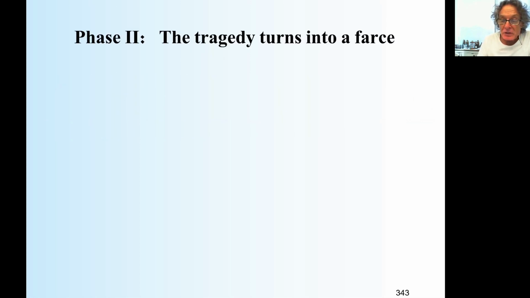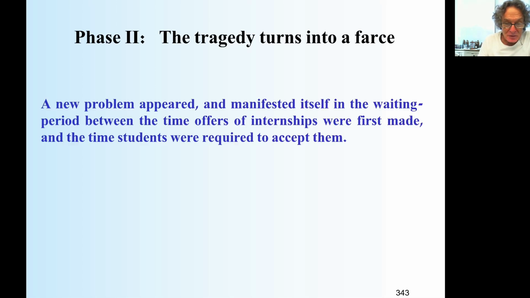The tragedy turns into a farce. A new problem appeared and manifested itself in the waiting period between the time offers of internships were first made and the time students were required to accept them. So you give an offer as a hospital, and the student has time to say yes or no. So about that waiting period, there was a problem.